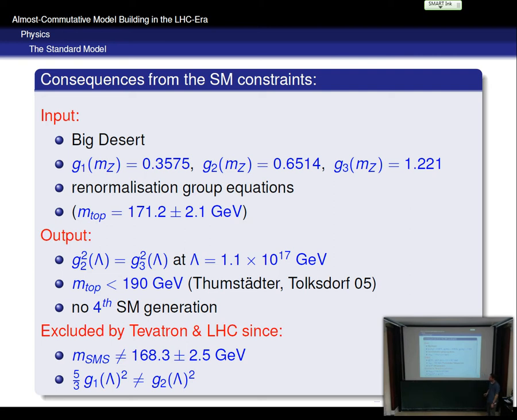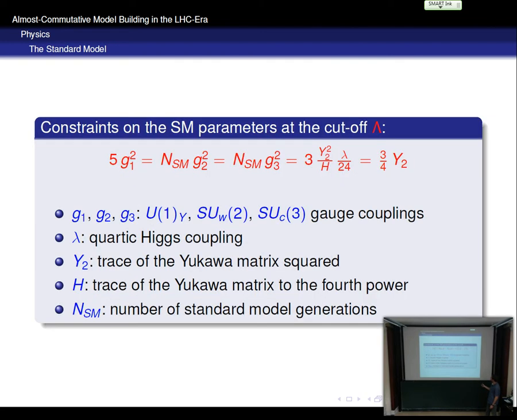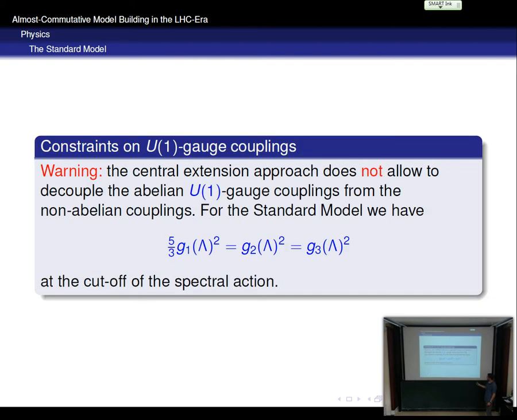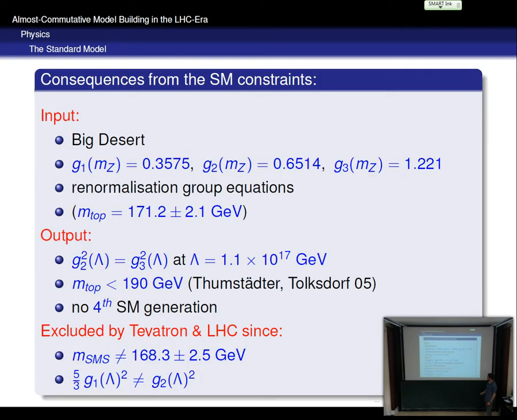We put in the top quark mass, which basically gives us a handle on this term here, which is basically dominated by the top quark. And if we put this in and believe in it, then the output is that G2 equals G3. If we take this as part of the constraints, it is fulfilled at 10 to the 17 GeV. We can also get out an upper bound on the top quark mass. It should be lower than 190 GeV, which is good, because it is.